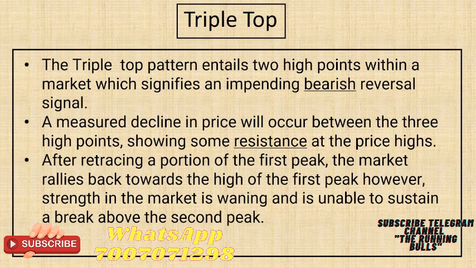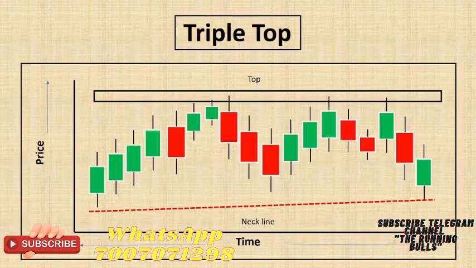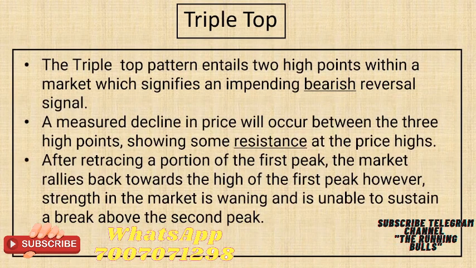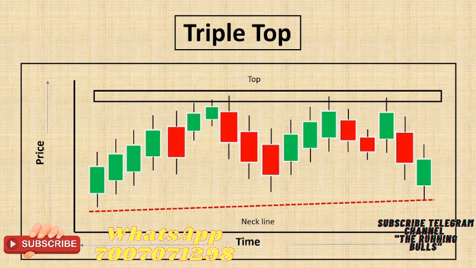The triple top pattern entails high points within a market, which signifies an impending bearish reversal signal. A measured decline in price occurs between the high points, showing resistance at the high price. After retracing a portion of the first peak, the market rallies back towards the high of the first peak. However, the strength in the market is waning and it is unable to sustain and break above the second peak. So it rallies back to the first peak, then again to the second peak, makes a third high, and then the price starts falling.